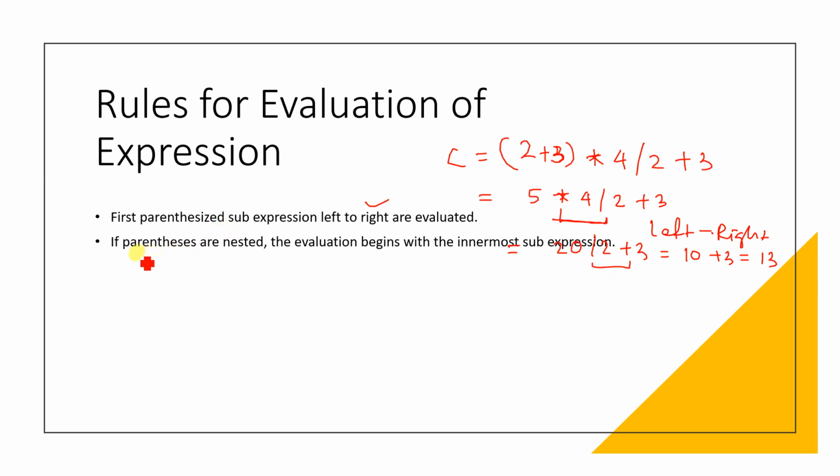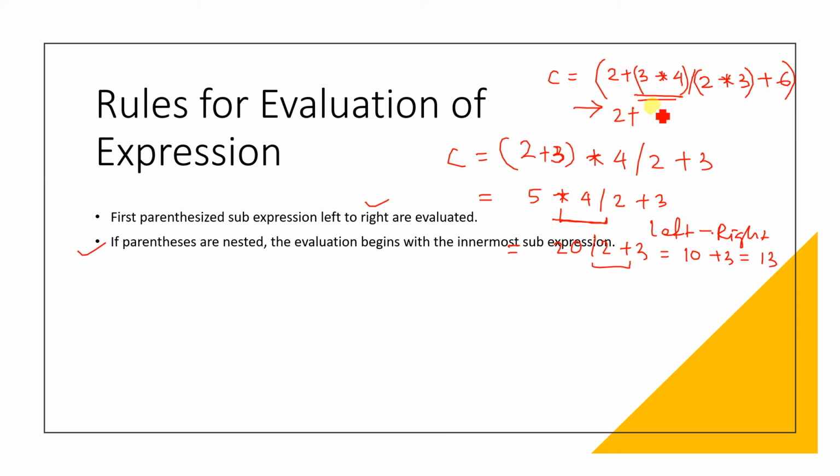Now the next point is, if parentheses are nested, the evaluation begins with the innermost sub expression. For example, suppose you have an expression something like this: 2 plus 3 into 4 divided by 2 into 3 plus 6. Let's say I am giving a parenthesis over here, 2 plus 3, then another parenthesis over here, then again a parenthesis over here. According to this rule, the inner parenthesis will be executed first. So 3 cross 4 is an inner parenthesis, and 2 cross 3 is also present in an inner parenthesis. Both have the same precedence, so according to the associativity rule, it should be executed from left to right. That's why 3 into 4 will be executed first.